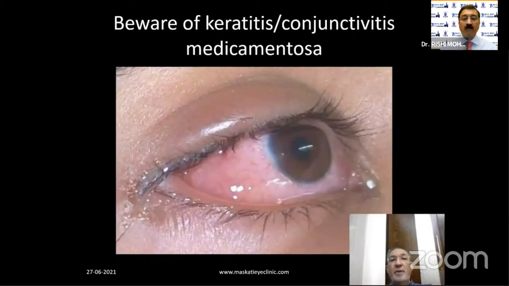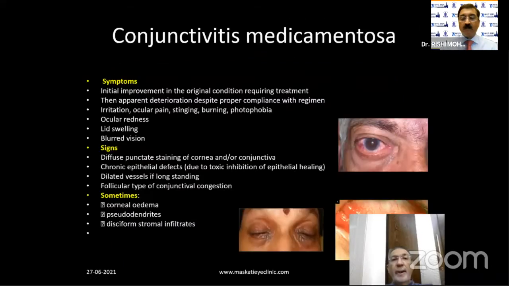So beware of this: the classical picture of a keratitis or a conjunctivitis medicamentosa. If the cornea is involved, keratitis. If not, it's conjunctivitis. You get a foggy, chemotic conjunctiva. And of course, plenty of symptoms and signs. Next.